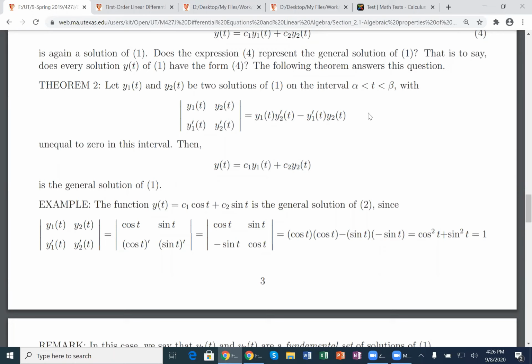Yes, thank you. Other questions? So you can only use the Wronskian for second order linear homogeneous equations, is that correct?